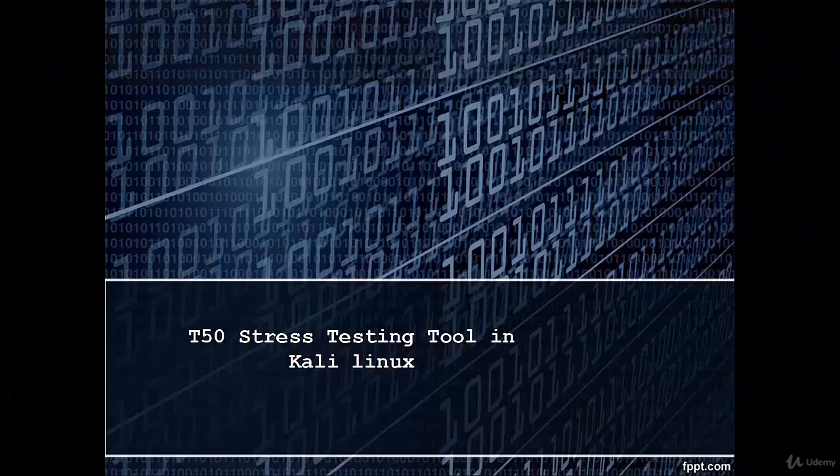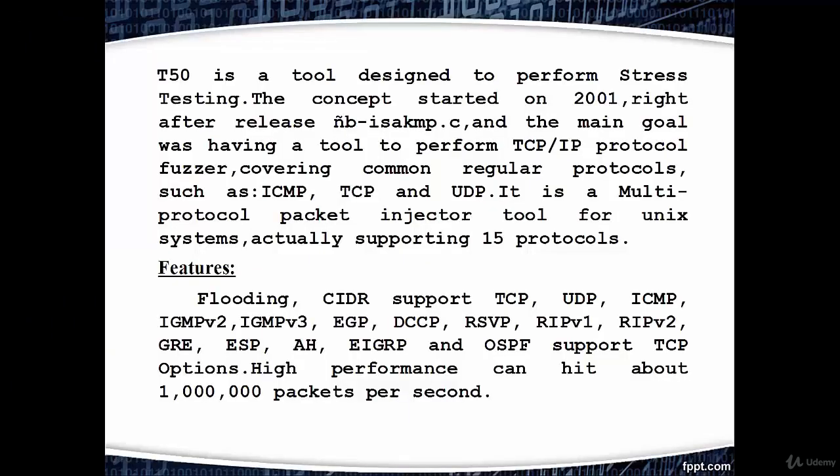Welcome, in this video we will learn T50, which is a stress testing tool in Linux. T50 is a tool designed to perform stress testing. The concept started in 2001, right after the release of nvisa kmp.c. The main goal was having a tool to perform TCP/IP protocol fuzzing covering common regular protocols such as ICMP, TCP and UDP.